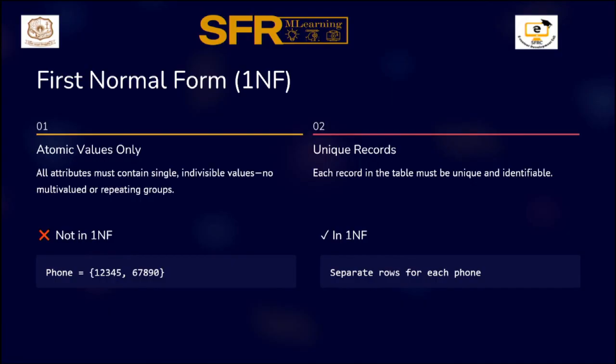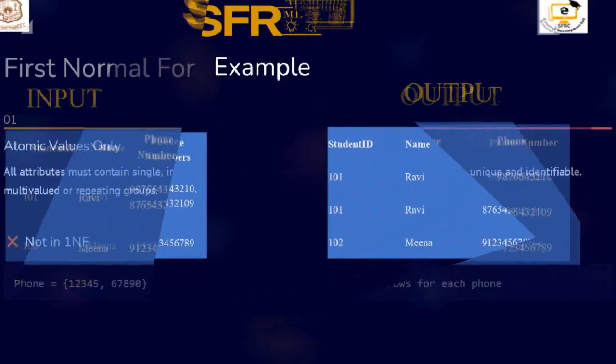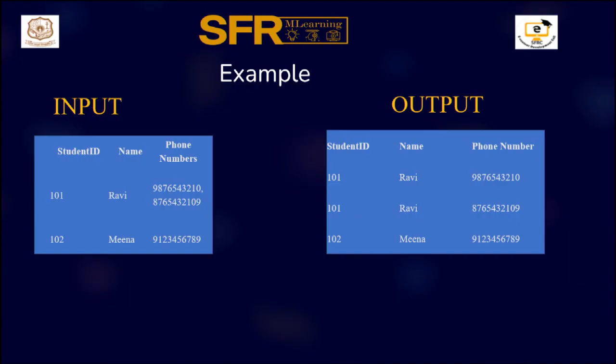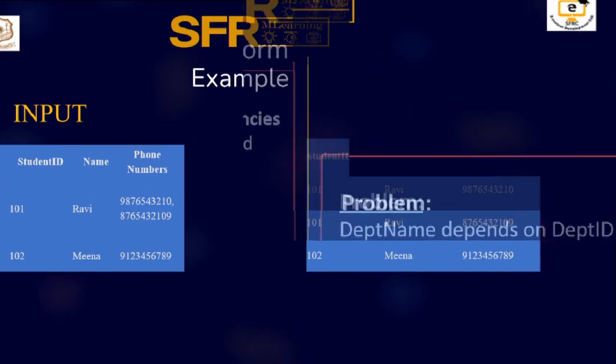For example, take a phone number. This is an example of 1NF: if a table has a column phone numbers that stores multiple phone numbers in a single cell, it violates 1NF. To bring it into 1NF, you need to separate the phone numbers into individual rows.